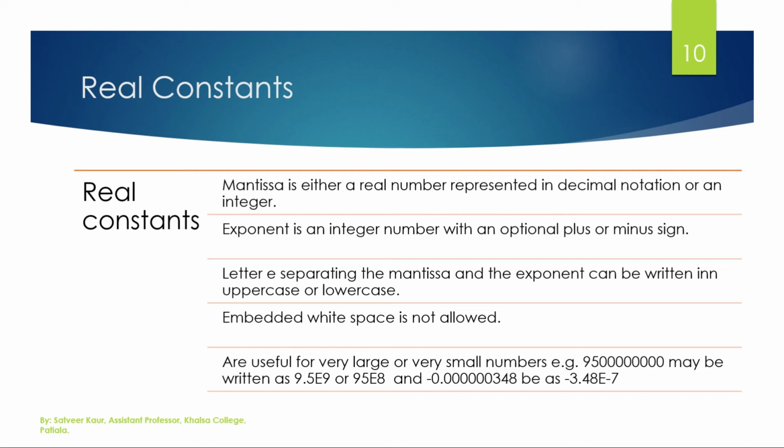For example, you have to write this number 95, I think it has 8 zeros, and it can be written as 9.5E9 or 95E8. And minus 0.000000348, I think these are 6 zeros, can be written as minus 3.48E minus 7.